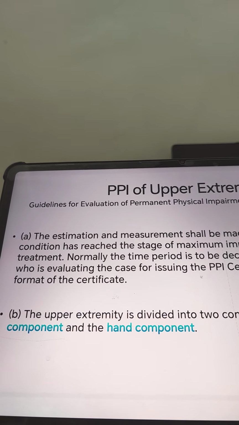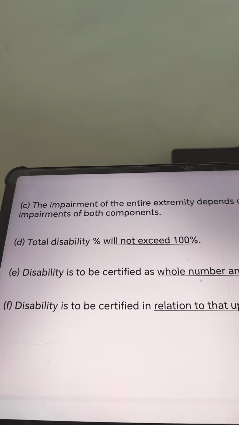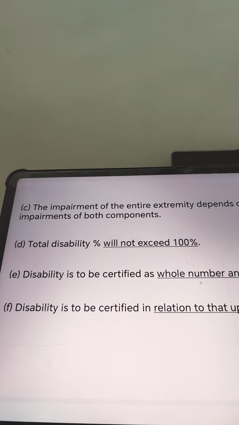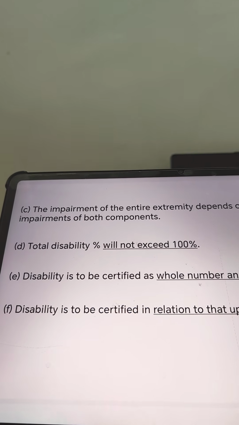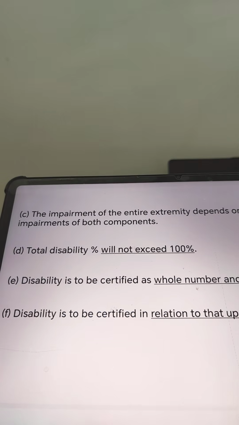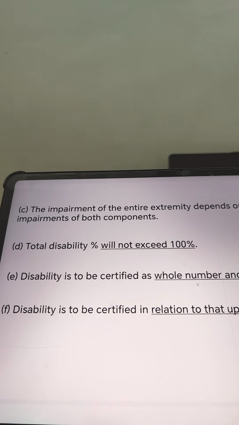Upper extremity is divided into two components, arm and hand. Impairment of the entire extremity depends on the combination of impairment of both the components. Total disability will not exceed 100%. Disability is to be certified as a whole number and not as a fraction. Disability is to be certified in relation to the right extremity.